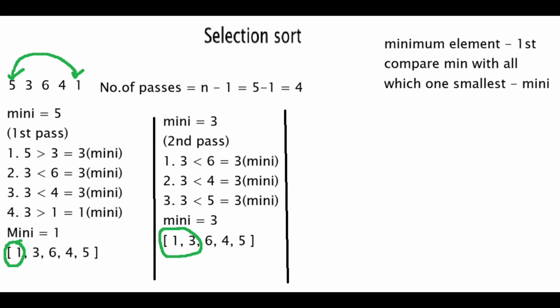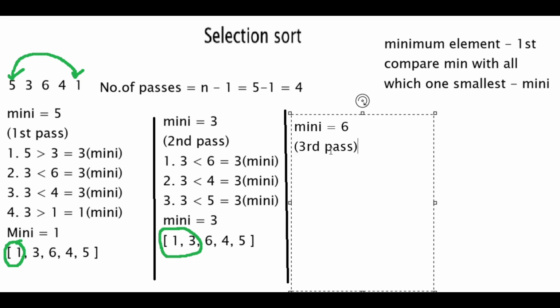Okay guys, now we are going to check another thing. That is nothing but the third outer loop iteration. So what will be mini here? We have already done these two, right? Don't look at this one. We are assuming 6 is my mini. So which pass is it? Third pass. And we will compare the 6 with the next element, that is nothing but 4.